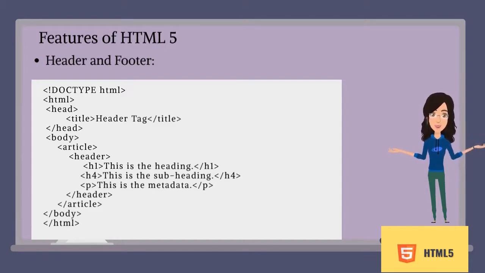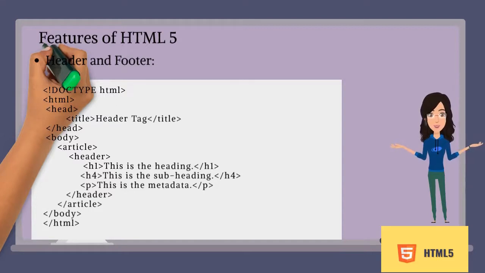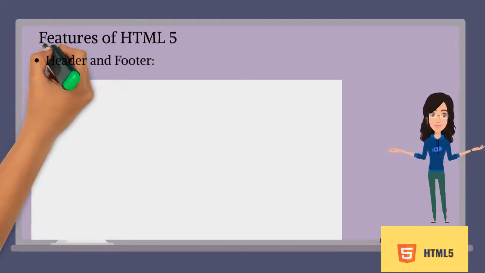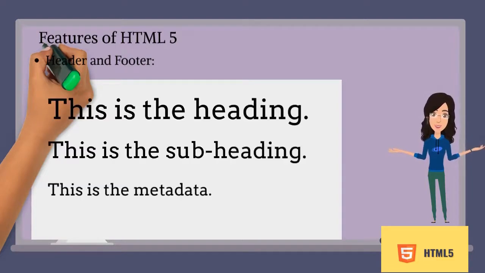There is also code for header and footer. You can see in the code I mentioned doctype HTML. After that the HTML tag, head tag. There is a title tag, body, article. In the article I added the header. There is h1 and h4. So this is the heading and this is the subheading. After that the p tag, after that the header is closed, article, body, HTML. So the output will be like this, you can see on the screen.